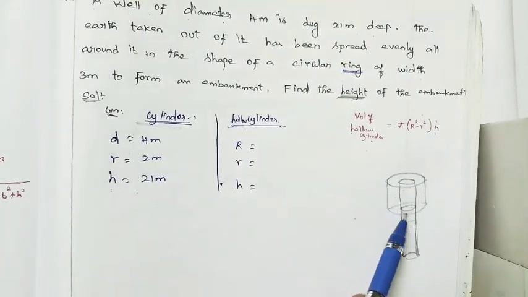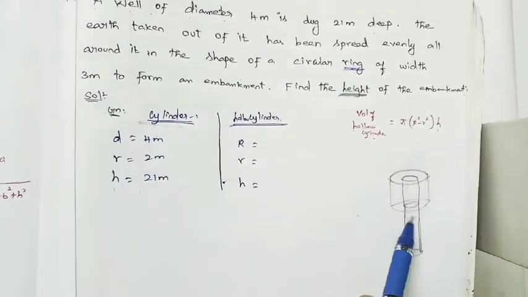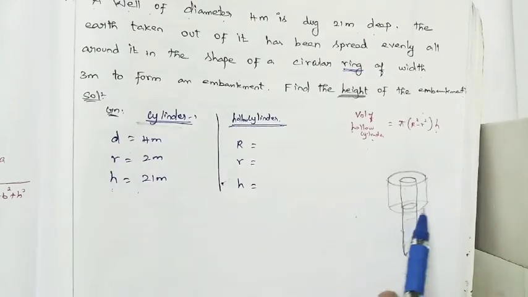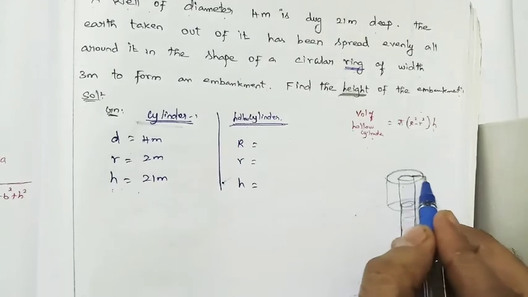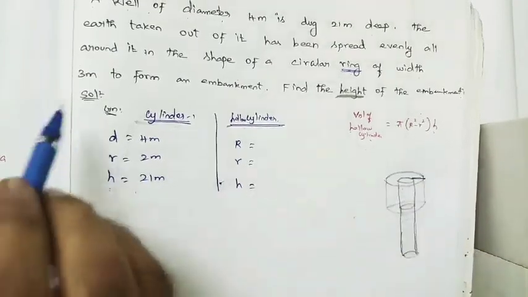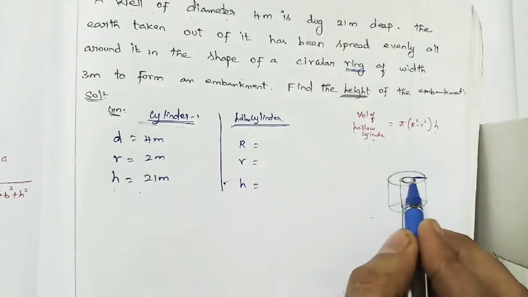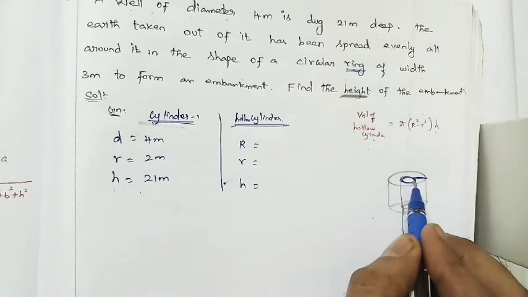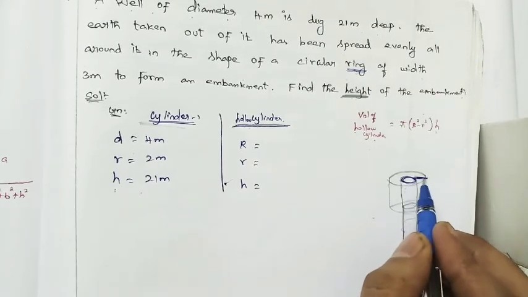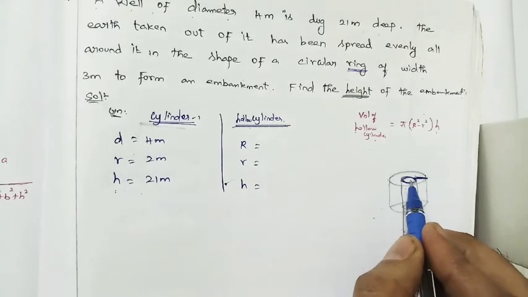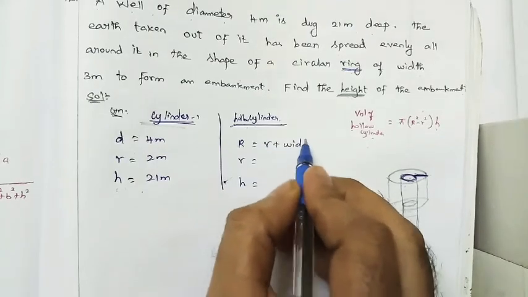The small r is nothing but the radius of the cylinder, that is, the radius of the well. The capital R is nothing but the thickness or width of the embankment around this circular well. So capital R is nothing but small r plus width.